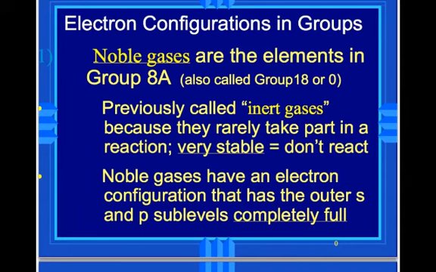So one group we haven't talked about are the noble gases, and these are the ones that we find in group 8A. We call these also inert gases, and it's because they rarely take part in reactions. They're very stable, so they don't react. Remember, we also talked about that their electron orbitals are full, so they don't need to react with anything because these guys are already happy because their electron shells are full. Noble gases have an electron configuration that has the outer S and P sublevels completely full, again, meaning that they're happy.